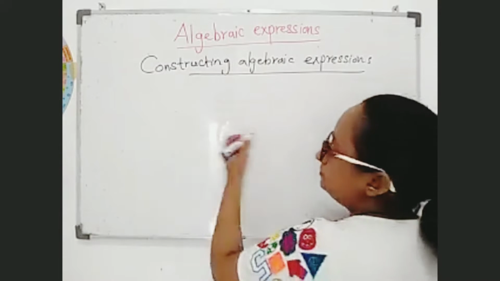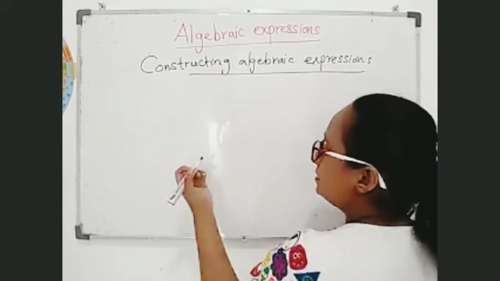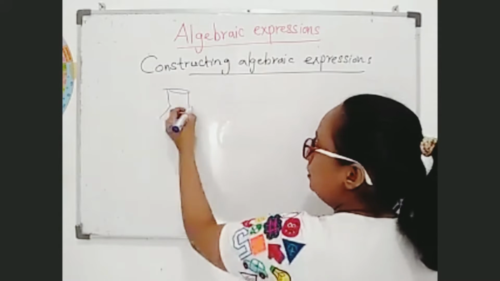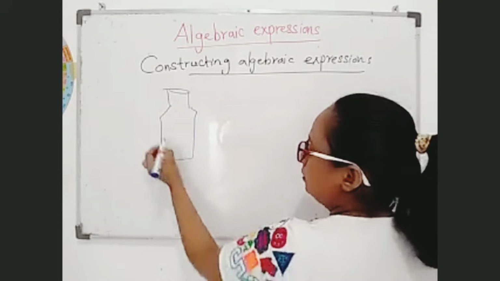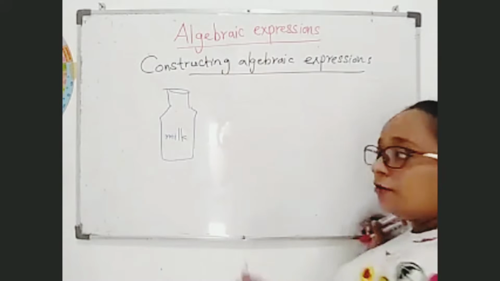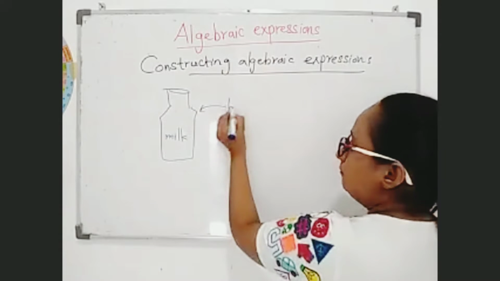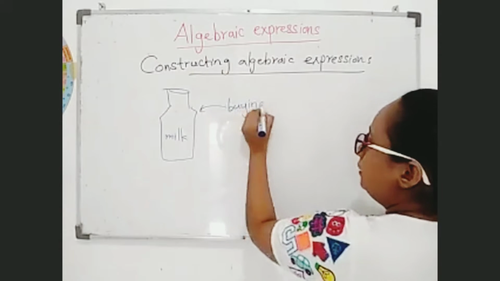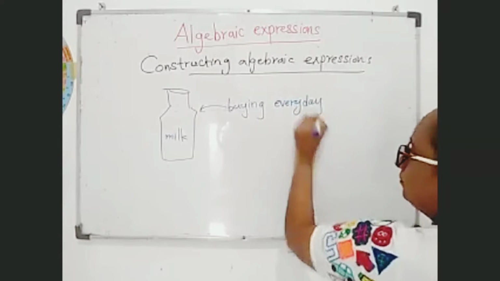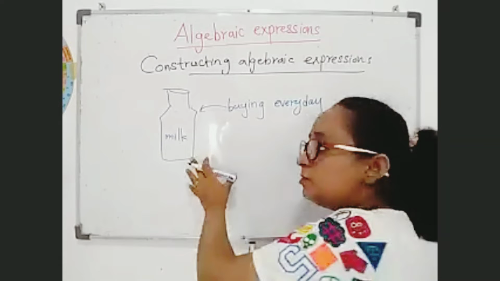So let's take now as an example, there is a bottle of milk, right? Milk bottle, which we are buying every day, right? Every day. Now this will be a specific amount.